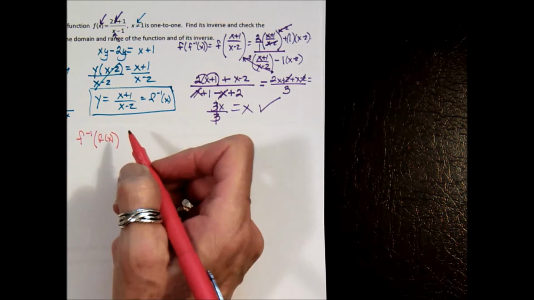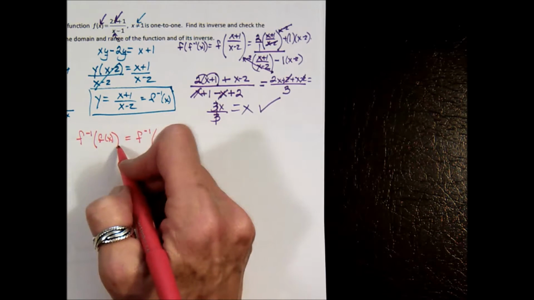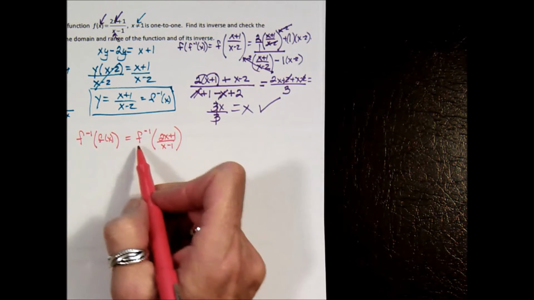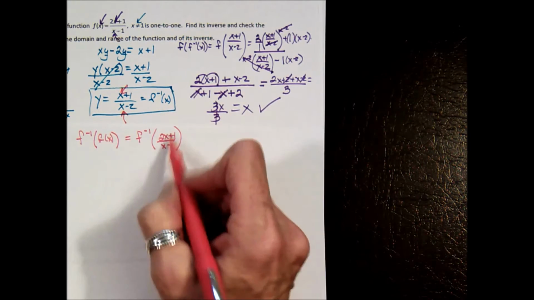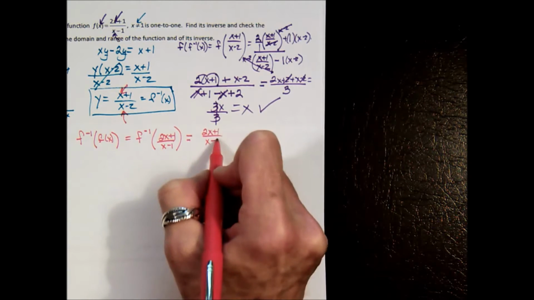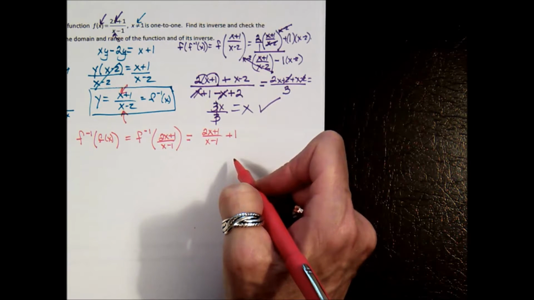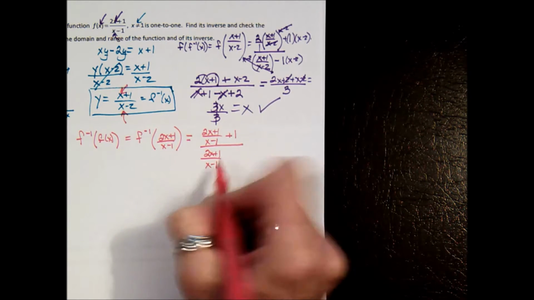So that means f inverse of, what is f of x? 2x plus 1 over x minus 1. So what does that mean? It means go to the f inverse equation right here, and everywhere there's an x, we're going to put in this. So that's going to give me 2x plus 1 over x minus 1, and then plus 1 over, here's another one of those x's, 2x plus 1 over x minus 1, and then minus 2.